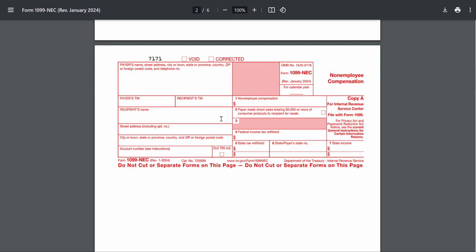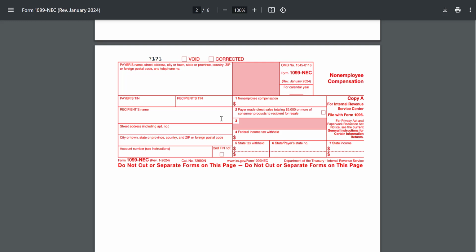Now, let's talk about some other exceptions. There are some other payments that are not subject to reporting on 1099 NEC. So what are those? 1099 NEC amounts are going to be payments that would not be potentially subject to reporting on 1099-Ks. And this is really confusing for a lot of people, so I'm going to take a little bit of time to explain this.